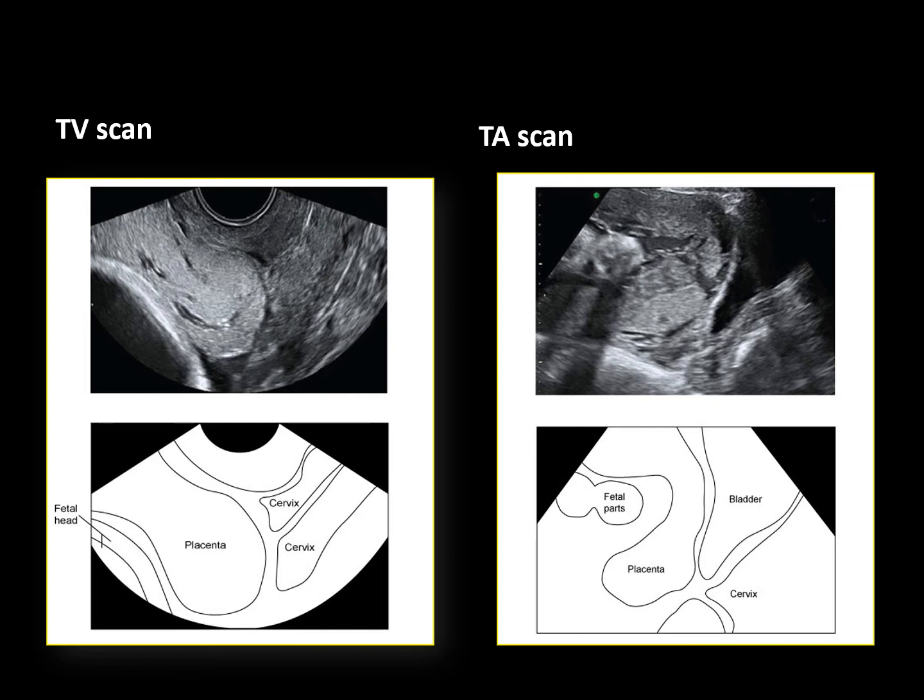This is to show you, this is a transabdominal scan and this is a transvaginal scan. In the transabdominal scan, this is the bladder, this is the placenta, and this is the presenting part. You can see in the transvaginal scan, this is the cervix and this is immediately the placenta. So the placenta is below, under the presenting part.